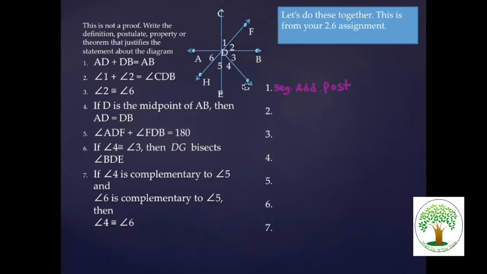Wait, are we figuring out how to get from there to... No, good question, Amy. Now it's a new statement. We're not trying to get from 1 to 2 now. I just want to know, based on this diagram, why is angle 1 plus angle 2 equal to angle CDB? We're not moving down in a proof. This is not a proof at all. That's a wonderful question that you asked, Amy. What postulate, theorem, or property says that that's true?